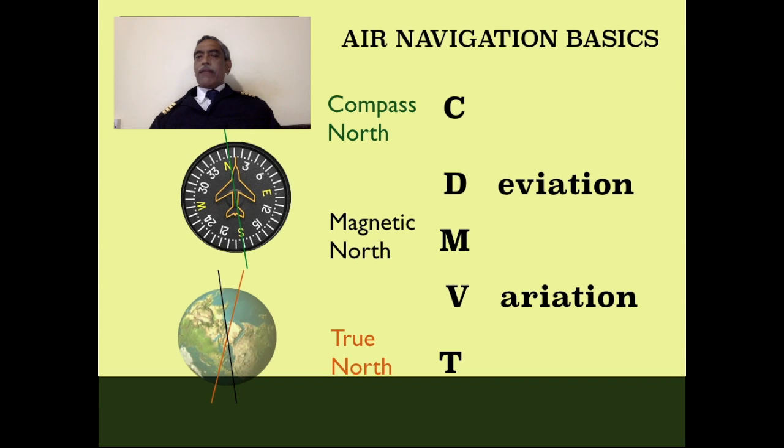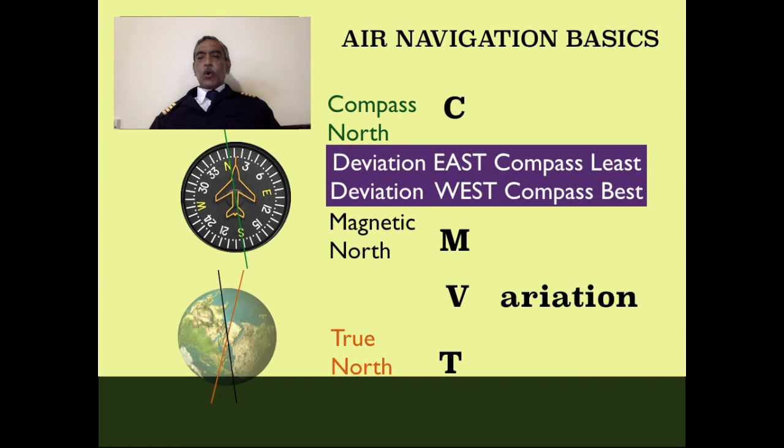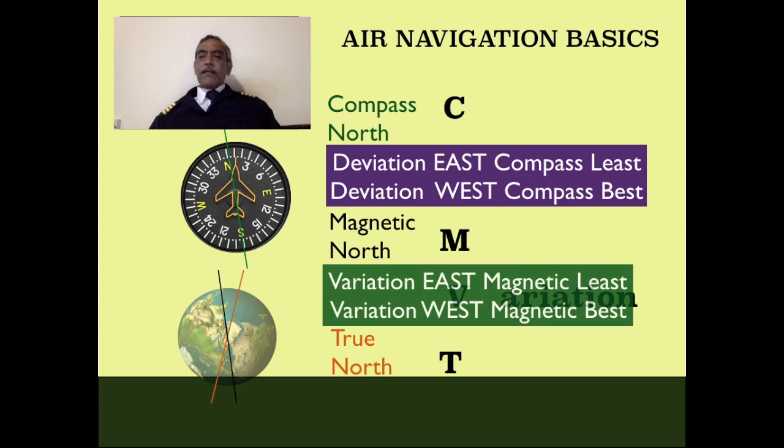Now I will give you some thumb rules so that life becomes very simple. The thumb rule is in the wordings as shown here. Deviation east, compass least. Deviation west, compass best. Variation east, magnetic least. Variation west, magnetic best.